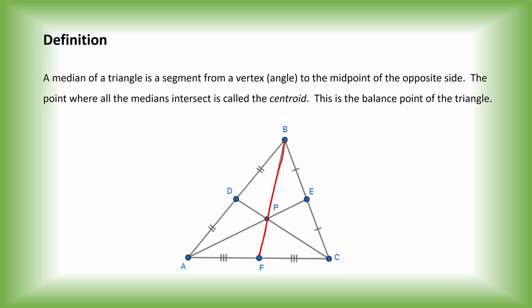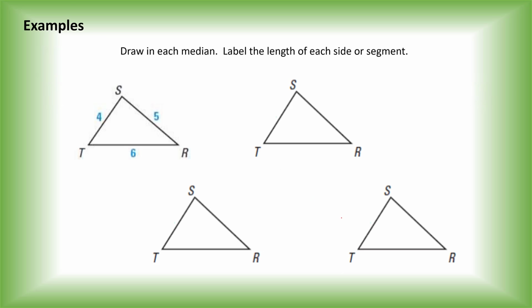And we have two other medians. One is AE, going from the angle A to the midpoint E, and the other would be CD, going from the angle C to the midpoint D. And in this diagram, the centroid would be the point P, because that's the intersection of all three medians. So let's just practice and make sure we understand what this means.